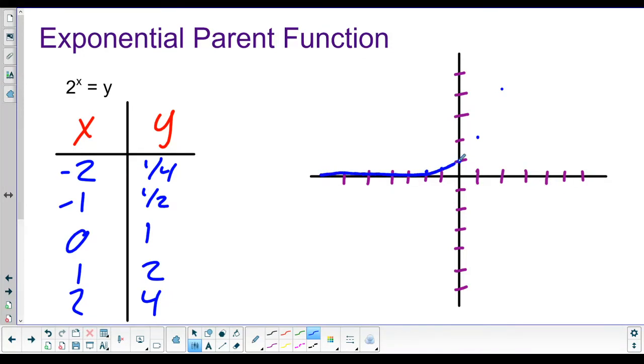So our exponential looks like, oh, that's ugly. I was doing so good here, and then I didn't keep that curve. It's all right. Nobody's perfect.